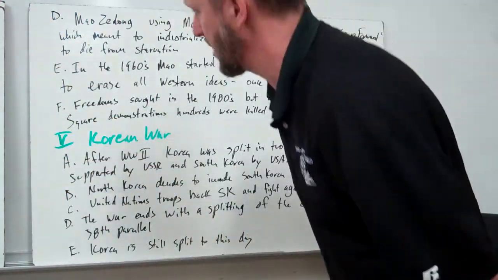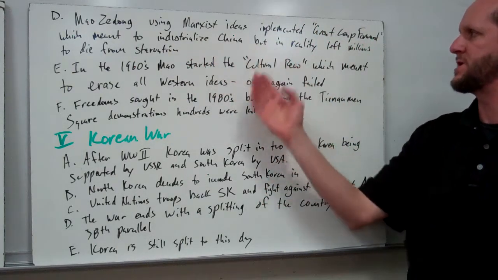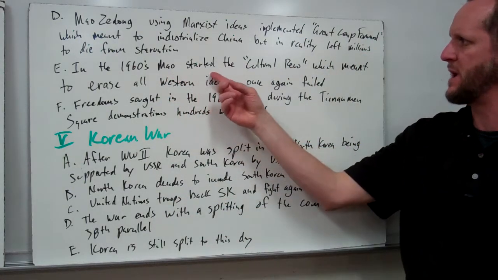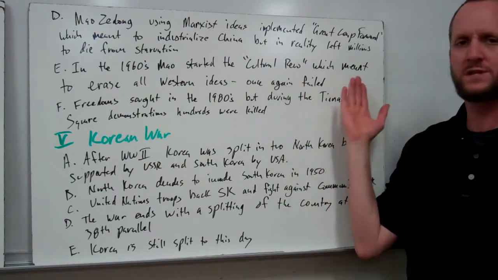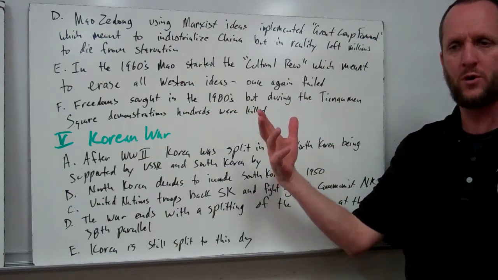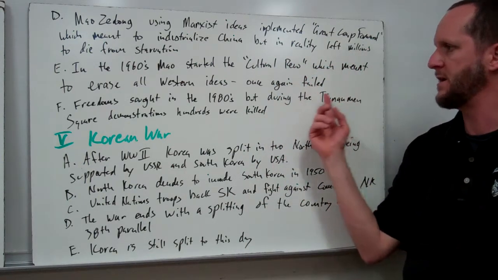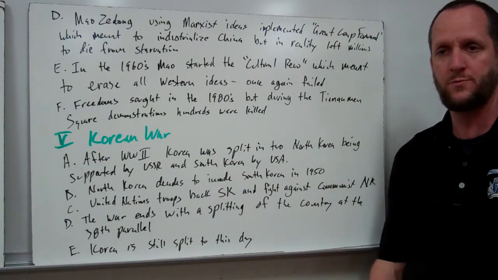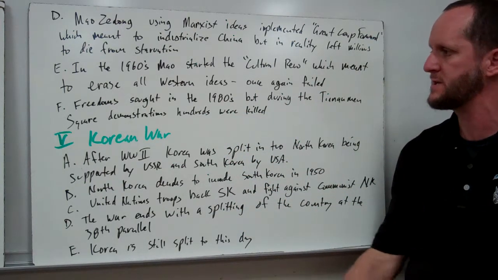Mao Zedong, using Marxist ideas, implemented the Great Leap Forward, which was meant to industrialize China, but in reality left millions to die from starvation. In the 1960s, Mao started the Cultural Revolution, which was meant to erase all Western ideas, and once again, it failed. Freedoms were sought in the 1980s by regular people saying, we want our freedom, we're tired of being a communist country. During the Tiananmen Square demonstrations, the communist leaders just called out the troops and tanks, and hundreds were killed. So they seriously repressed these ideas.